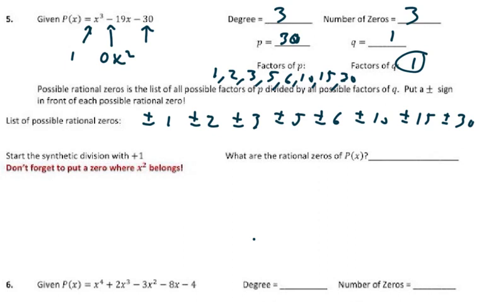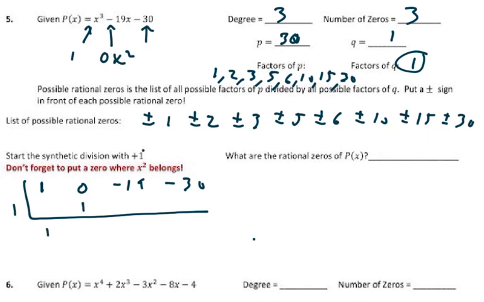So this one could be a pain. I'm going to have to write a little bit smaller here. I have 1, 0, negative 19, and negative 30. Now, I guess we'll just start with 1. We bring down the 1. We get 1, 1. 1 times 1, negative 18. Now, see how we got a huge negative? That means 1 is not even close.